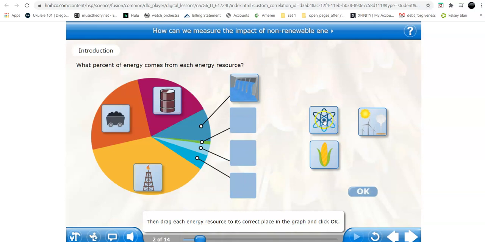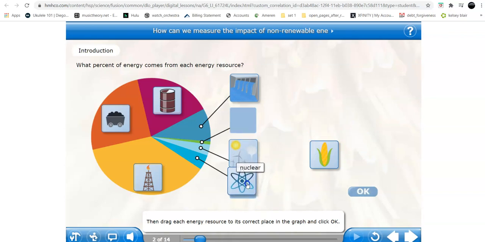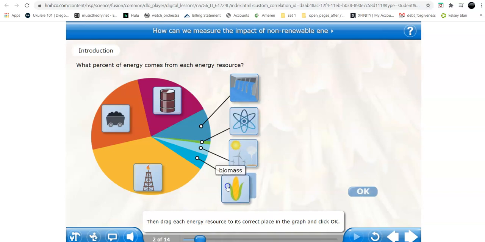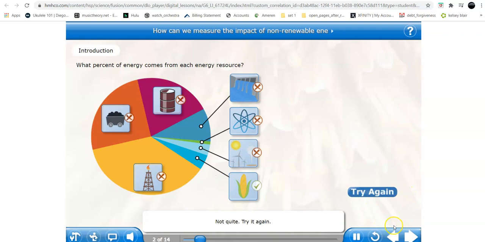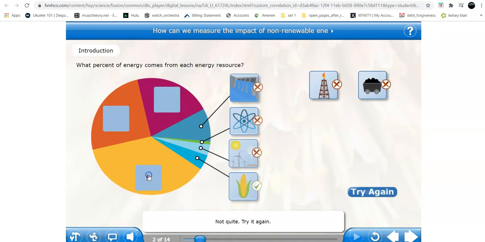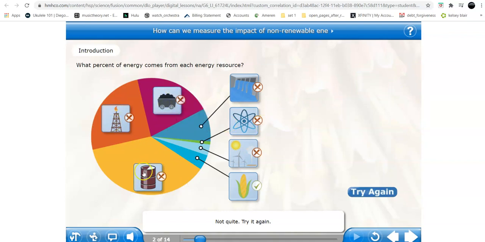Hydroelectric, probably pretty high. Of these 4, we got nuclear, geothermal, solar, wind. I'm going to say geothermal, solar, wind is next highest. Let's say nuclear is probably pretty low. Biomass, okay, try that. Try it again. I got one right, great. Okay, so I'm going to put these 3 over here. I want to swap them like this, because these are the 3 big ones, I'm pretty sure. I just don't know the order. And then I want to swap this one right here. Okay, that's it.